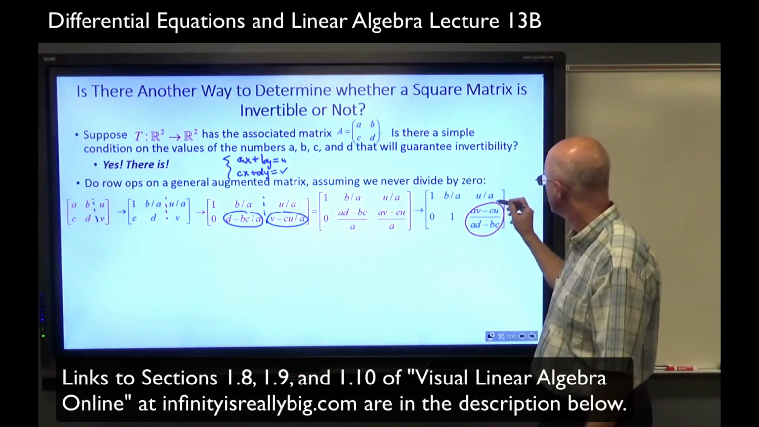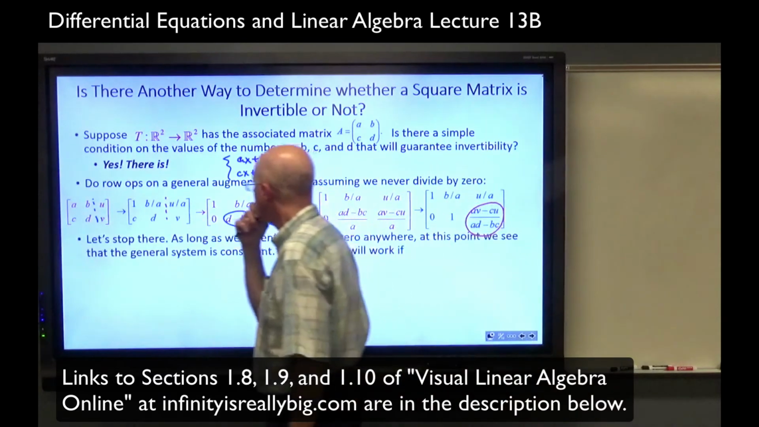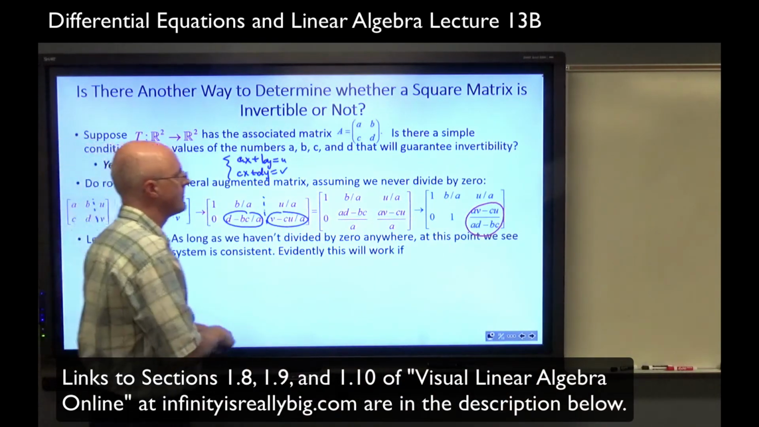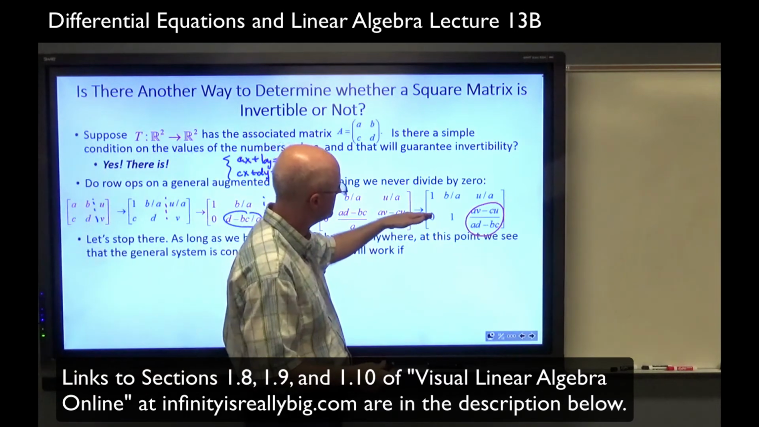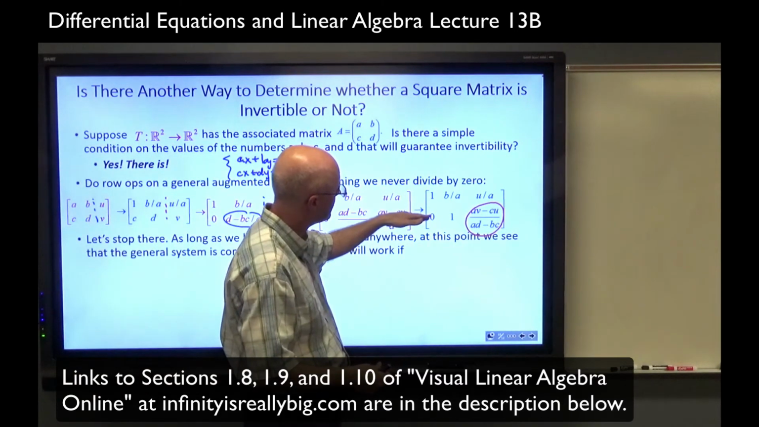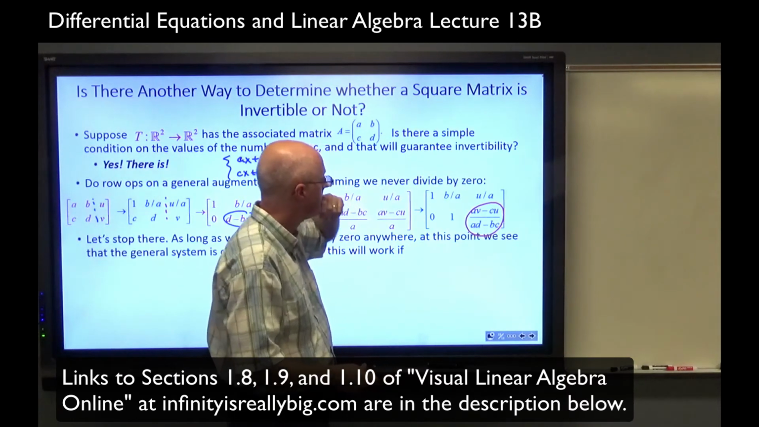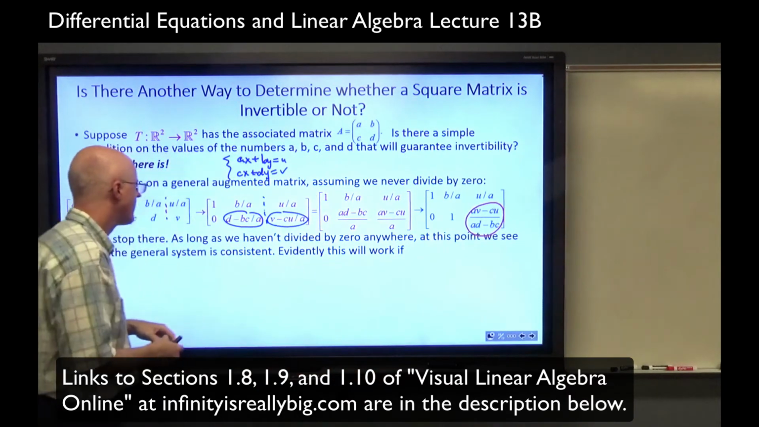Right there. Let's stop there. I didn't go all the way to reduced row echelon form. I'd want to do one more thing: multiply row 2 by negative B over A and add it to row 1 to make a 0 there. But let's stop there.